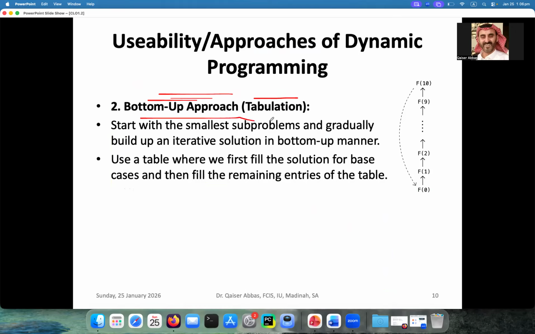So we will start with the smallest subproblem, the initial subproblem. Like for the Fibonacci series, it would be 0 and 1. And then gradually, we will build up an iterative solution. Here, we will not use recursion. In the previous top-down approach, we used recursion, and here we will not. It is an iterative design. We will use loops, gradually building an iterative solution in the bottom-up direction.